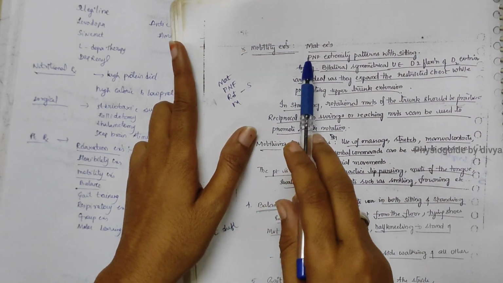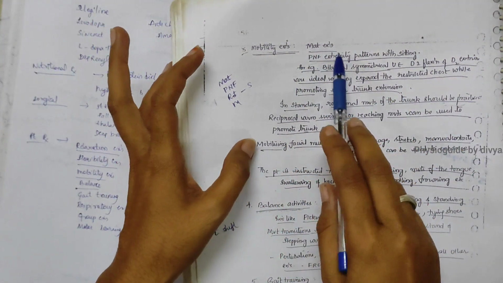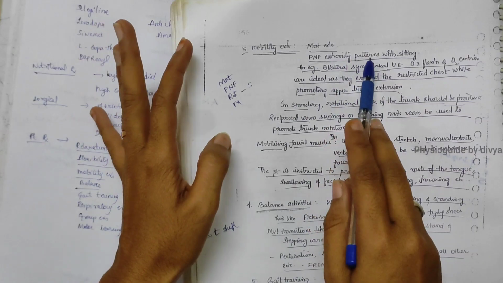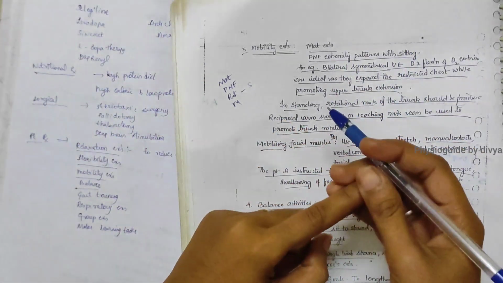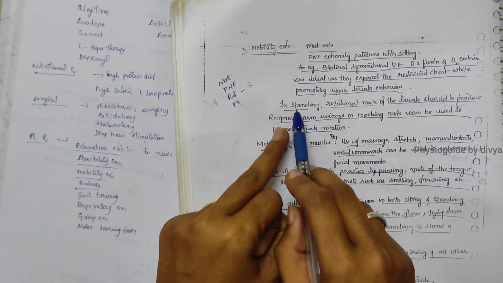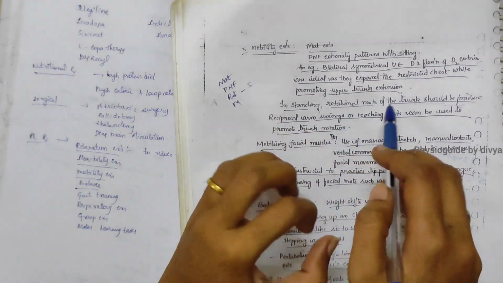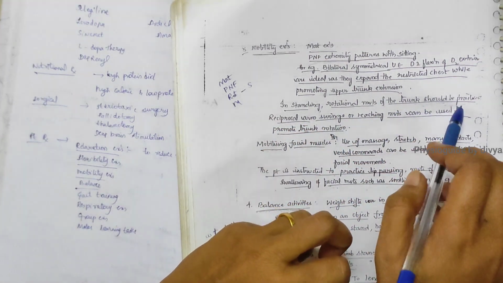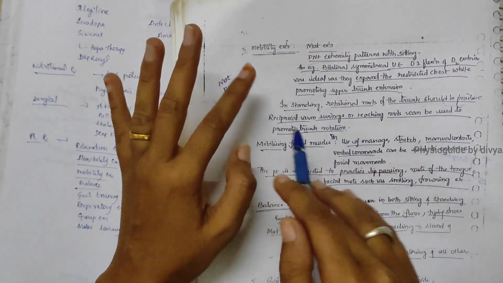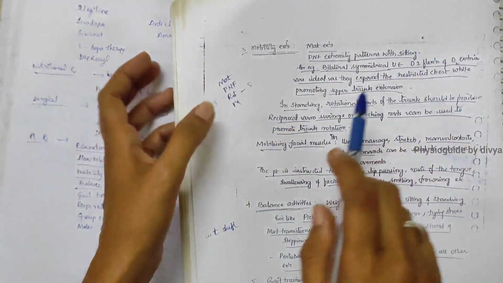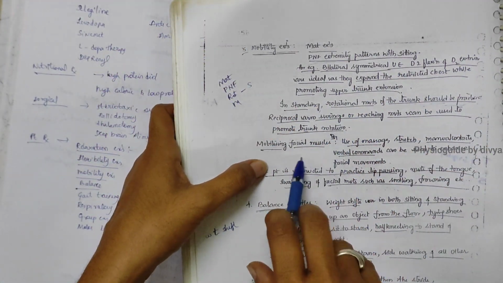Next one, mobility exercises. Here mat exercises start. Next, PNF for the extremities while sitting, hold relax type. Next, in standing, rotational movements of the trunk can be done. Reciprocal arm swing or reaching movements can be used to promote trunk rotation.